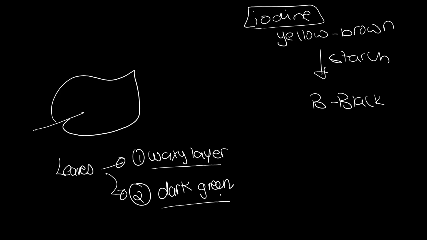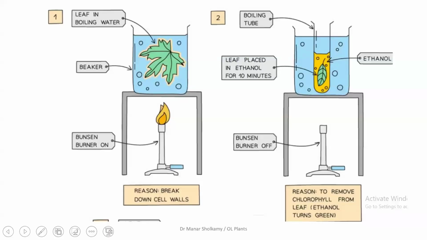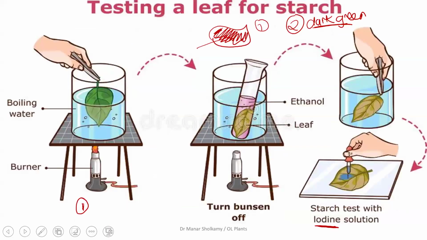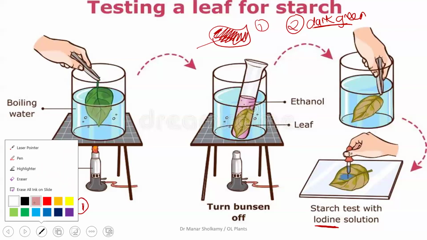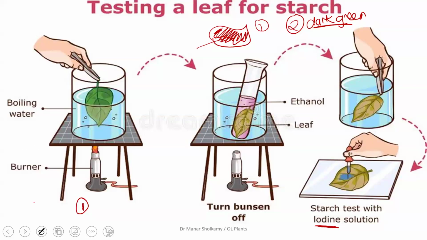How do I remove the waxy layer? Look at the picture. How do I remove the waxy layer? By boiling the leaf. Very good, in water. I will boil my leaf in water. I will use a hot water bath because this is a safety precaution. I will not put my leaf directly on the flame, it will burn. I'm going to boil it in water.